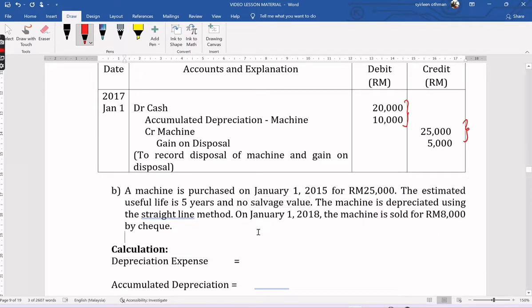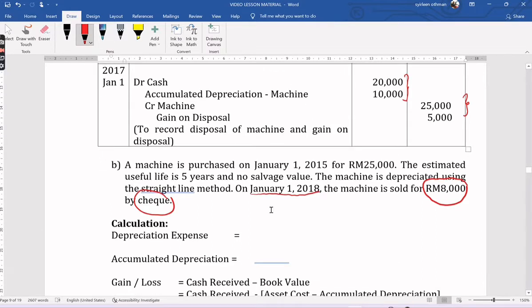The machine is also depreciated on a straight line method, but the date of sale is a bit different, because this one we are going to sell on January 1st 2018, at a price of RM8,000 using a cheque. That means you are going to receive the cheque from your buyer, so the entry will debit bank, not cash.